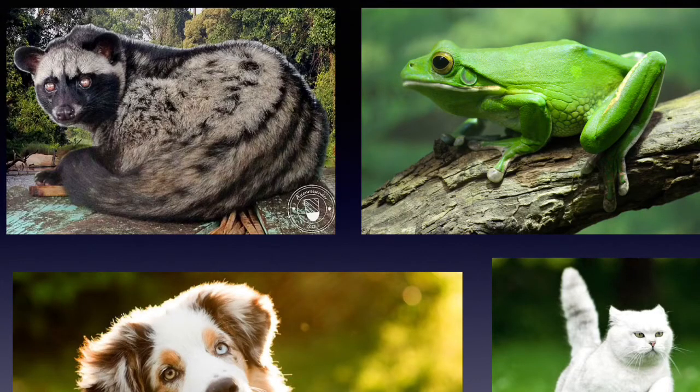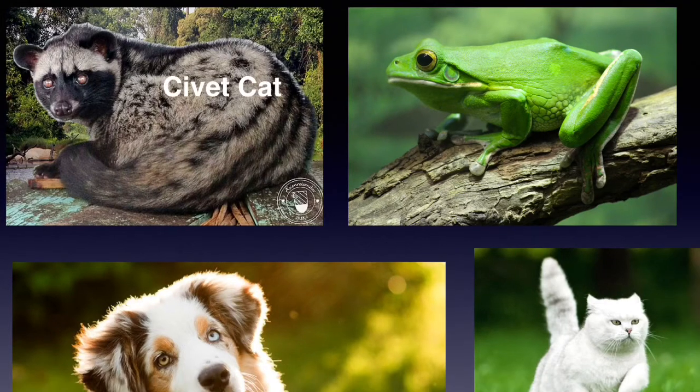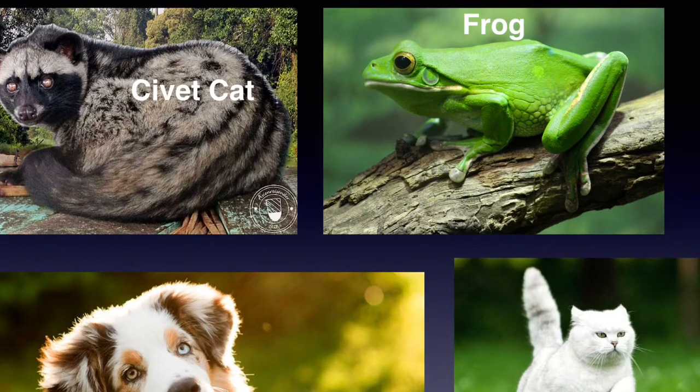And moving into some slightly cuter territory, in the upper left there, remember, we have a kind of strange English name for that animal. That is a civet cat. And next to the civet cat, perched on her little tree branch there, what is that? That is a frog.